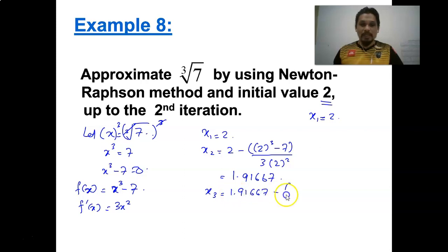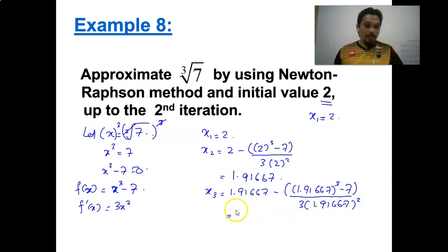So then x3 equal to, using this value, 1.91667 minus 1.91667 cubed minus 7 divided by 3 times 1.91667 squared. So this one gives you 1.91294 up to the second iteration.